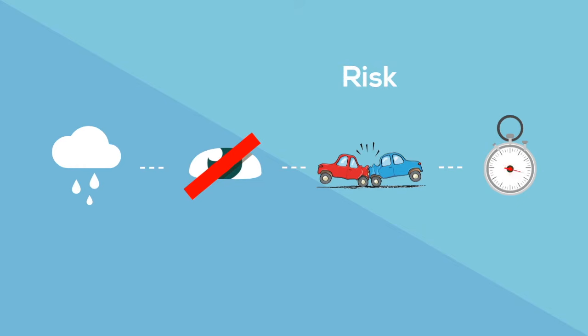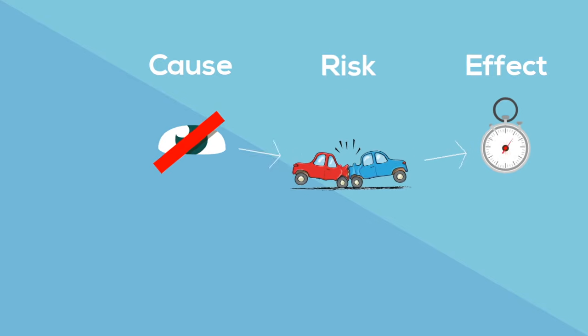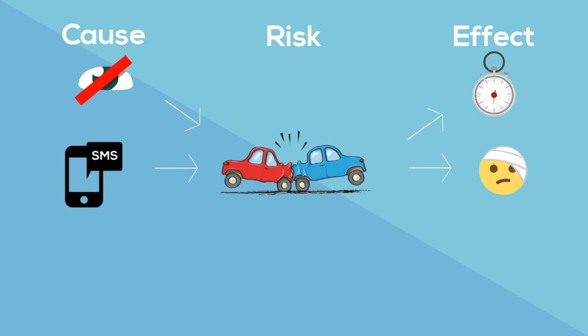The effect of the risk having an accident is being late for work, and the cause of the risk is decreased visibility of the road. The accident has a direct effect on the objective, while heavy rain is an indirect cause. You could also identify more causes and effects for the same risk.